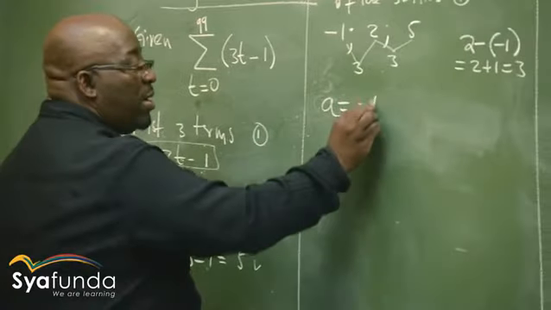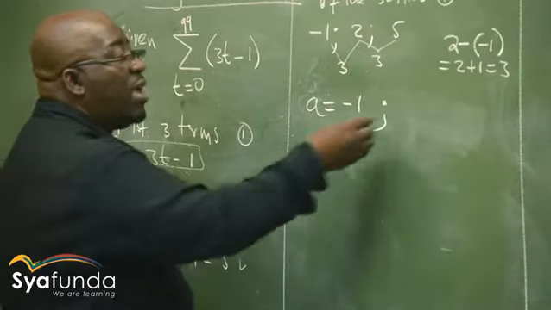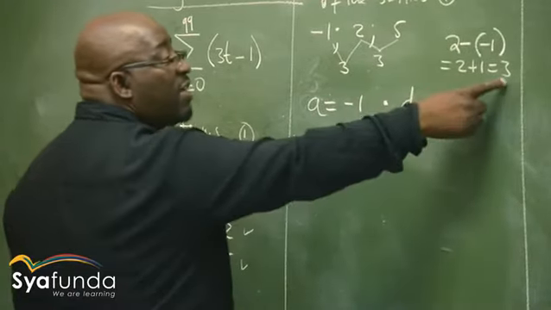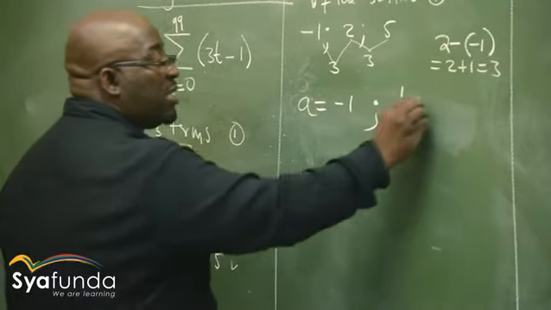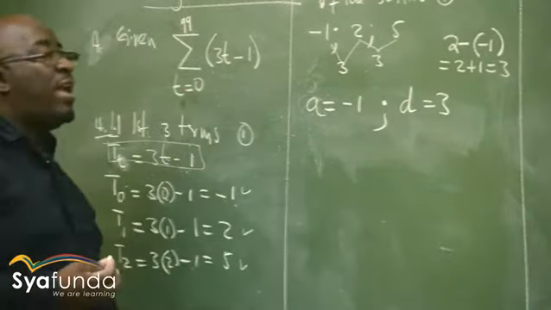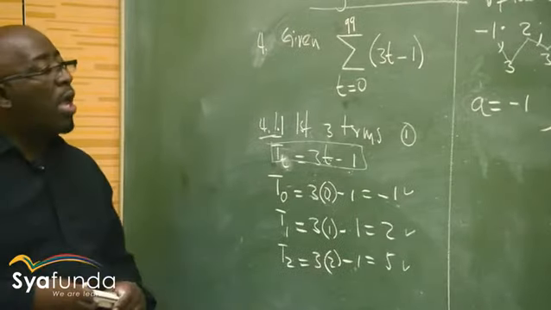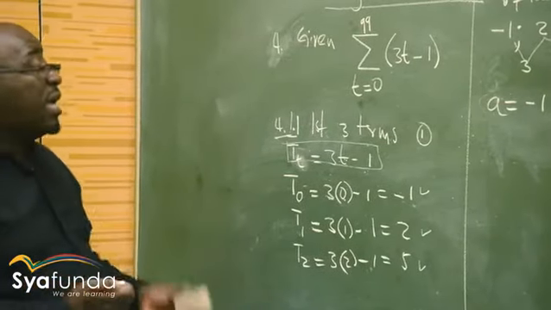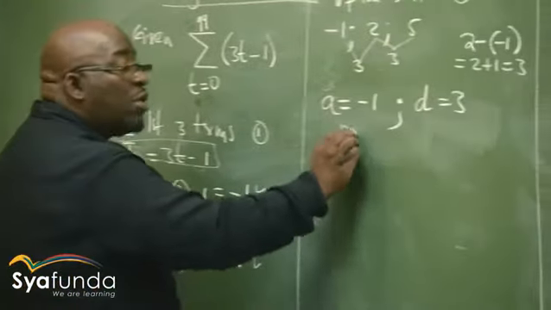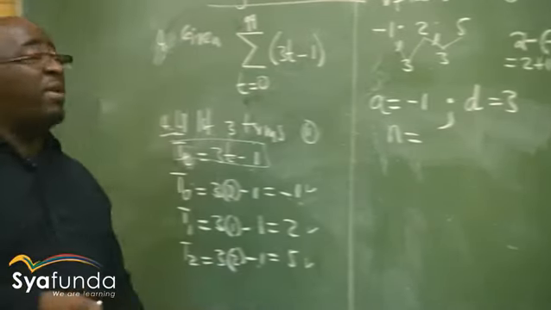It is minus 1. Do I have d? Do I have my common difference? Yes, I do have my common difference, which is 3. What else do I have there? Do I have n? Yes, I do have n. I know how many terms I will be adding. How many terms will I be adding?